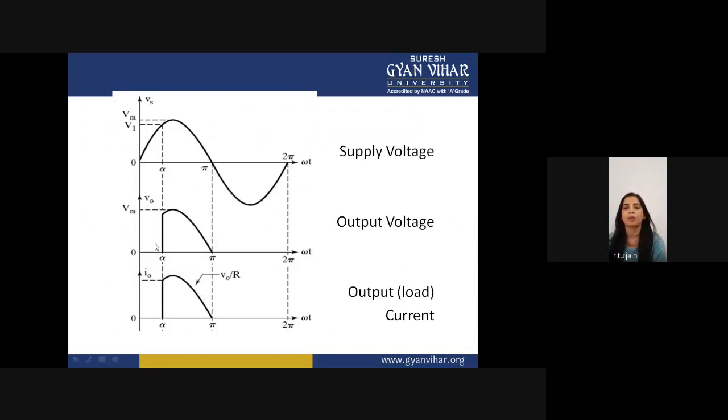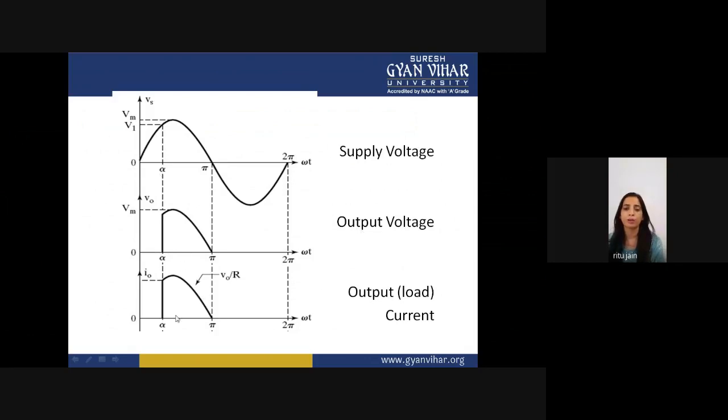At alpha you will trigger the SCR. Before this angle, if you are not giving any firing pulse to its gate terminal, the thyristor will not start to conduct. At this point alpha, the SCR will start to conduct, so you are getting output from alpha to pi. You are not getting output before that. So by varying this firing angle, you can easily control the output voltage.